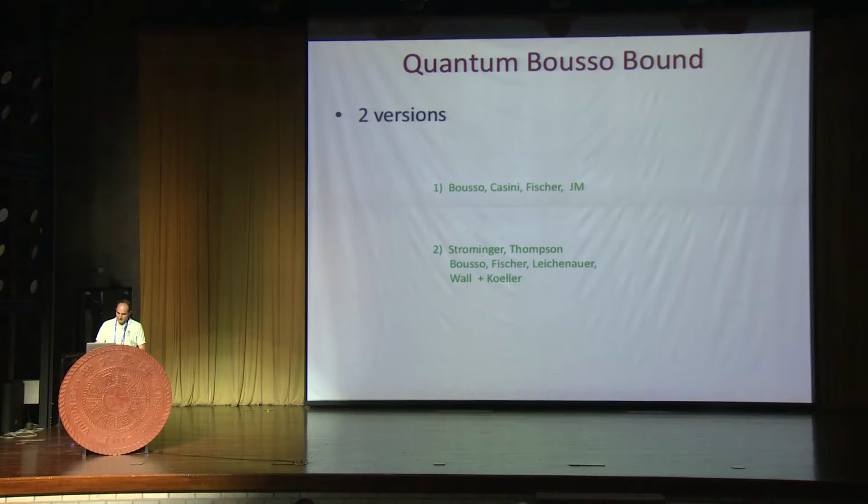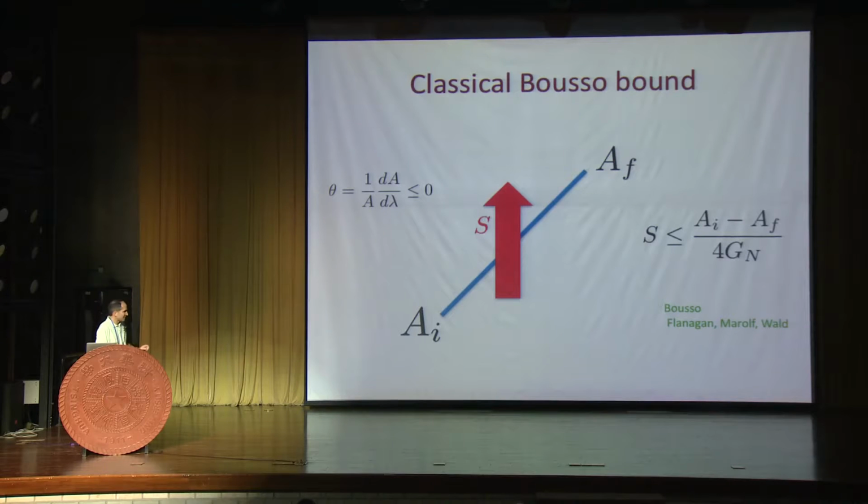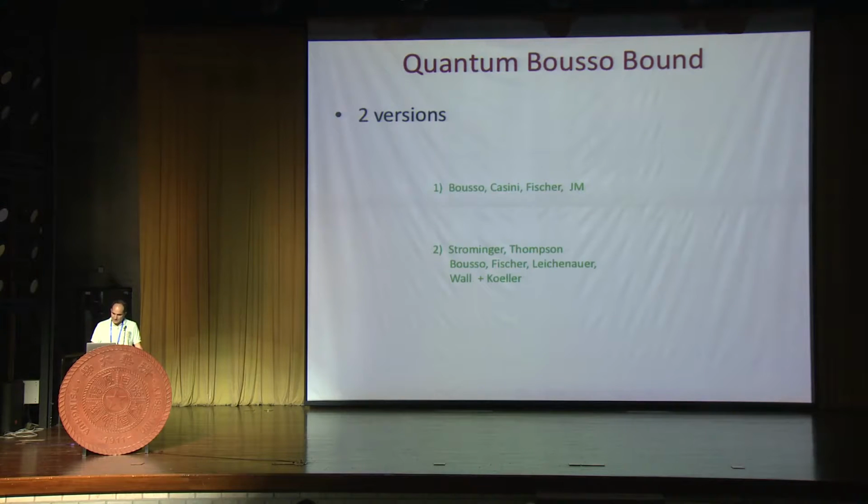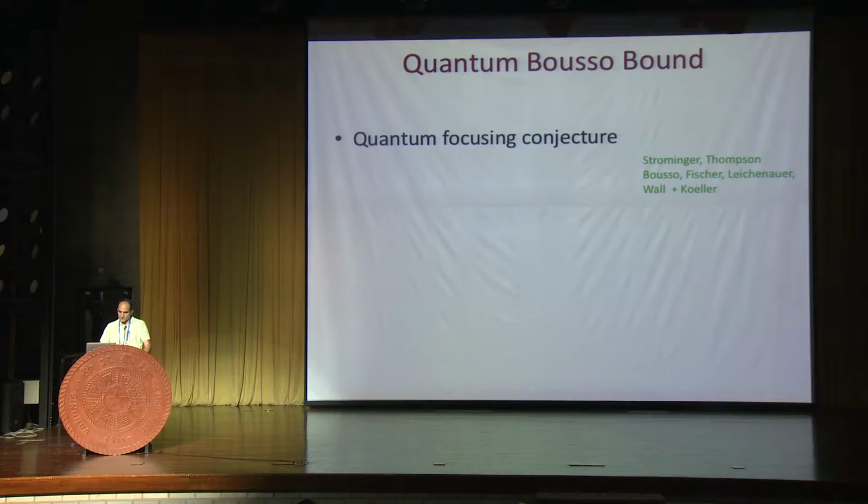Now, in the quantum mechanical case, this requires a better definition of the entropy because we cannot localize entropy in quantum theory. And so there are a couple of versions of what the quantum version should be. There were two versions in the literature that were argued to be true, and I will discuss the second one. The second one replaces this Bousso bound by something called the quantum focusing conjecture.